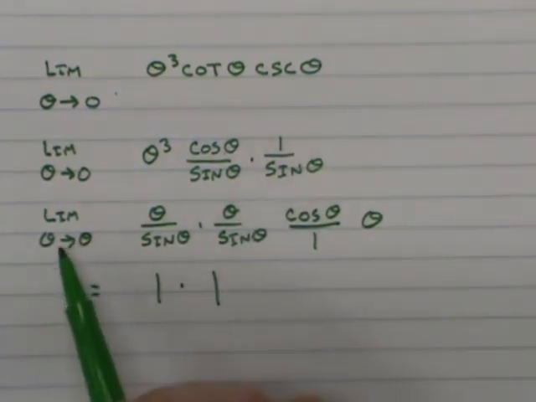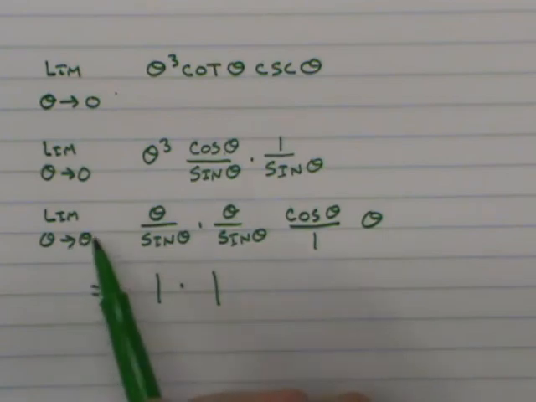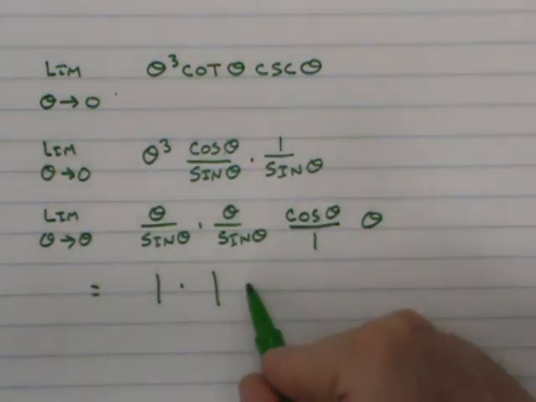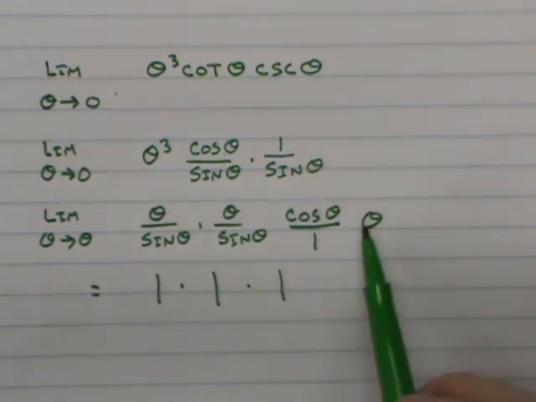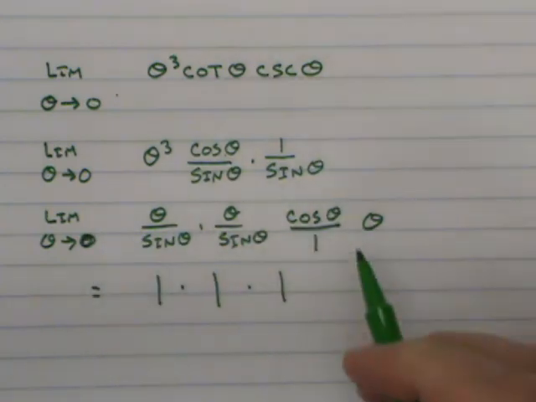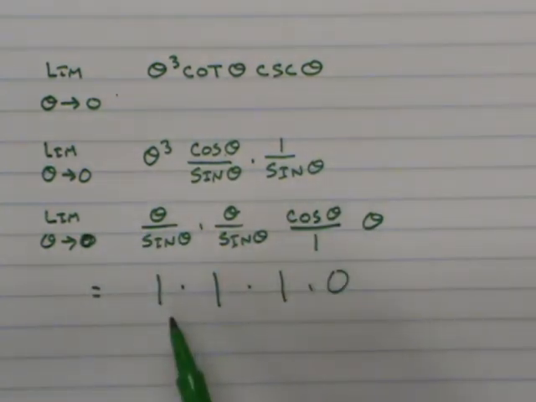The third expression, if I let the limit as theta goes to 0, if I put 0 in for cosine, cosine of 0 is 1. And for this last term, the limit as theta approaches 0, that goes to 0. So you have 1 times 1 times 1 times 0. Final answer is 0.